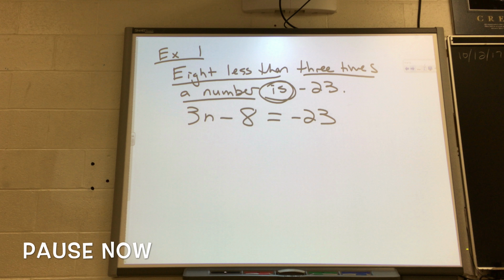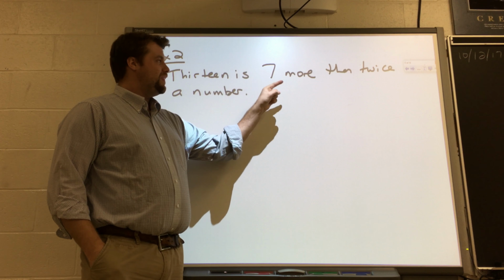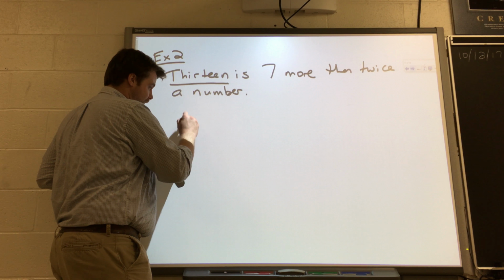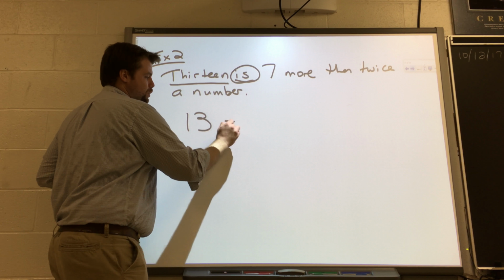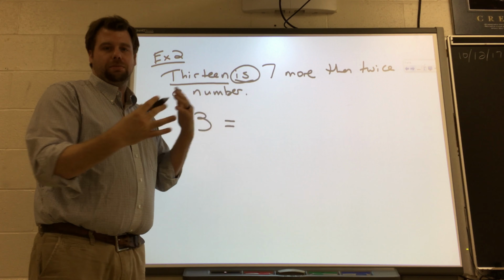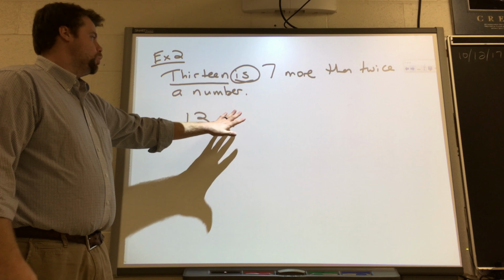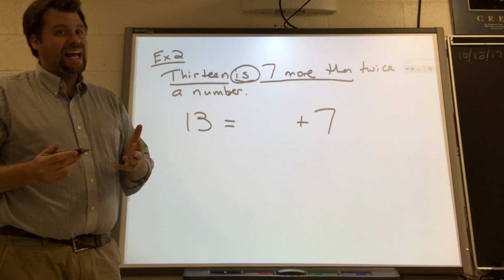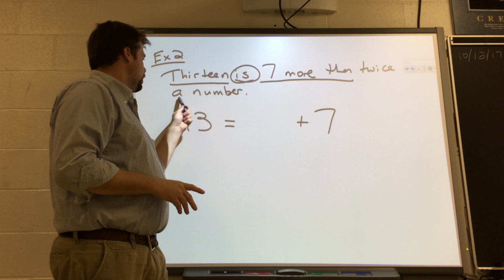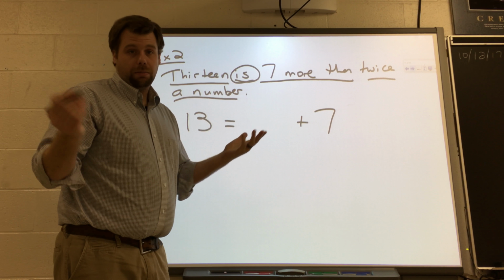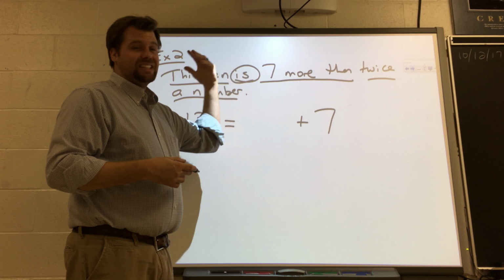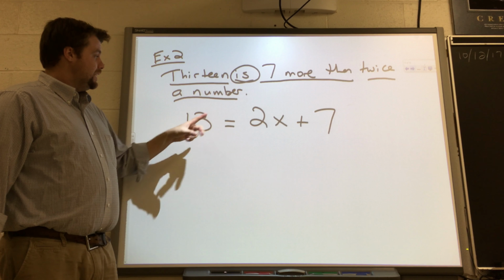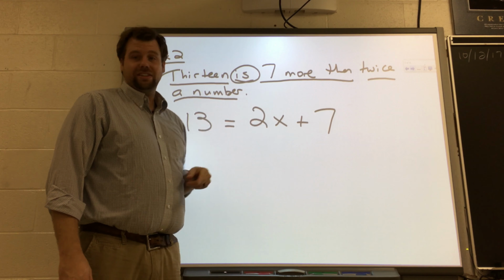All right, example number 2. 13 is 7 more than twice a number. Okay, 13 is. So this one sort of starts off backwards, right? It's a flipped equation, right? 13 is, 13 equals, 7 more than, means I'm going to add 7 to something. What am I adding 7 to? Twice a number. Okay, let's say my number is x this time. Twice x would be 2 times x, or 2x. 13 is 7 more than twice a number.